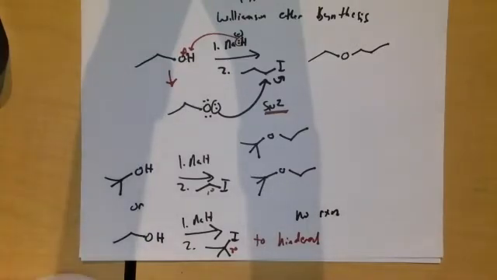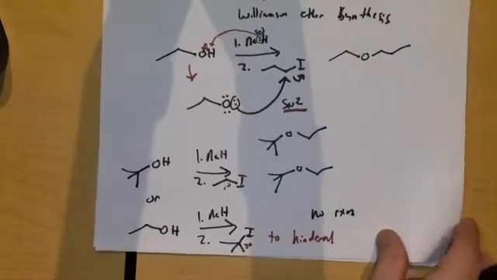The other way to make ethers is through a reaction we've talked about for making alcohols. So we talked about the way to make an alcohol, and typically use this for when you're trying to avoid a rearrangement.